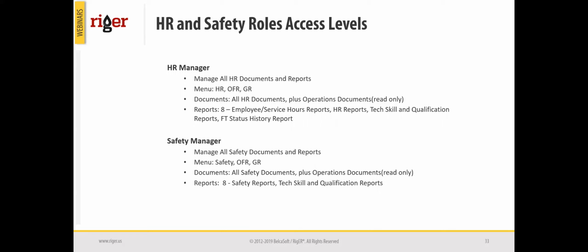On the other hand, the safety manager has access only to the safety documents and reports in the system. The menus he will see would be the safety, the oilfield rentals, and general rentals. And he can also have access to the operational documents by default, because again, we will need to have safety checklists in the operational process. So the safety manager role will allow the operational users to use and utilize those checklists and safety documents. And the reports that the safety manager will have access to are 8 safety reports and the technical skill and qualification reports that we have in our system.